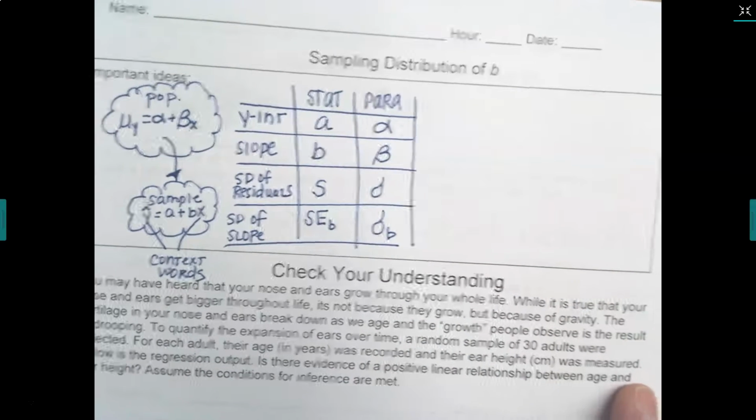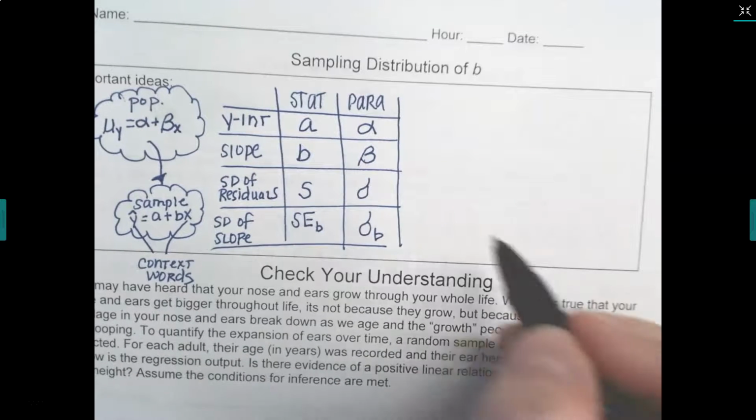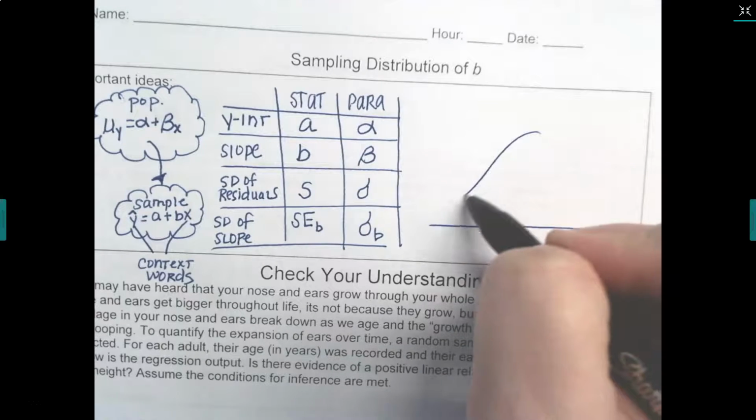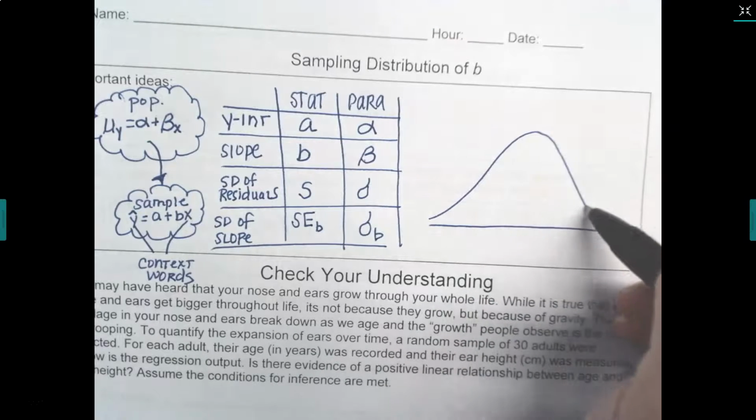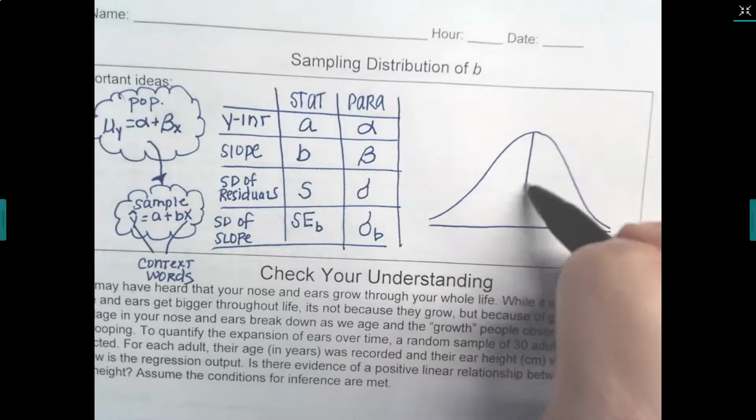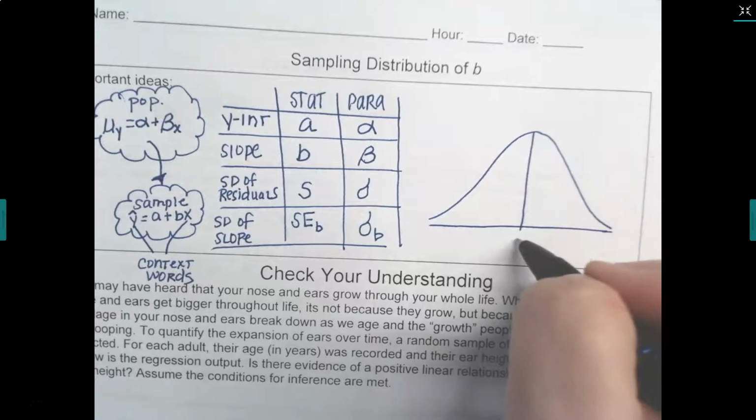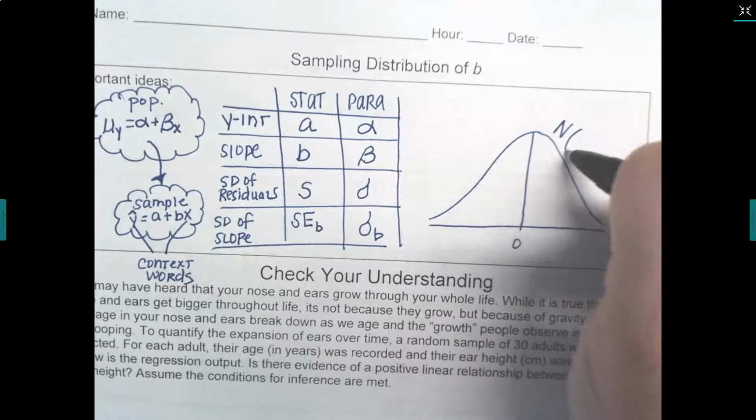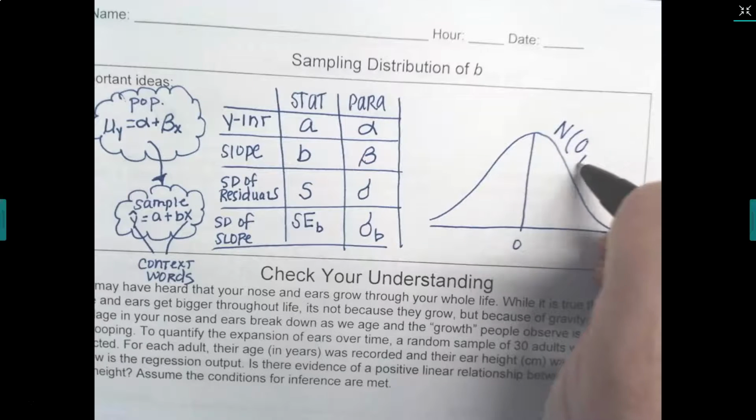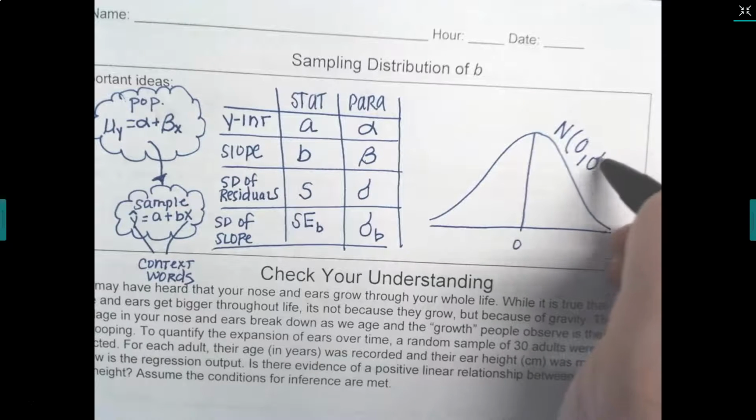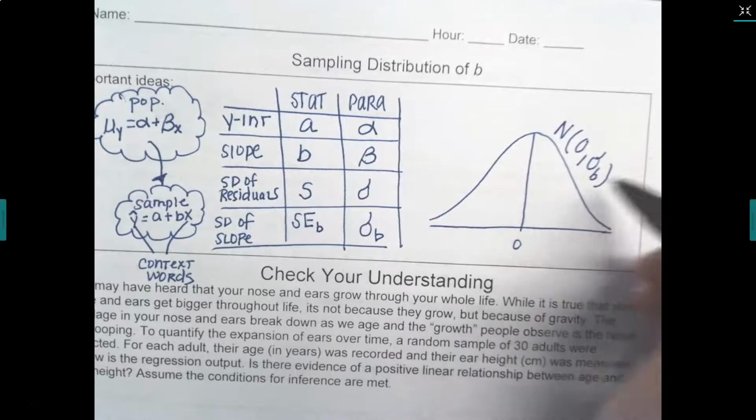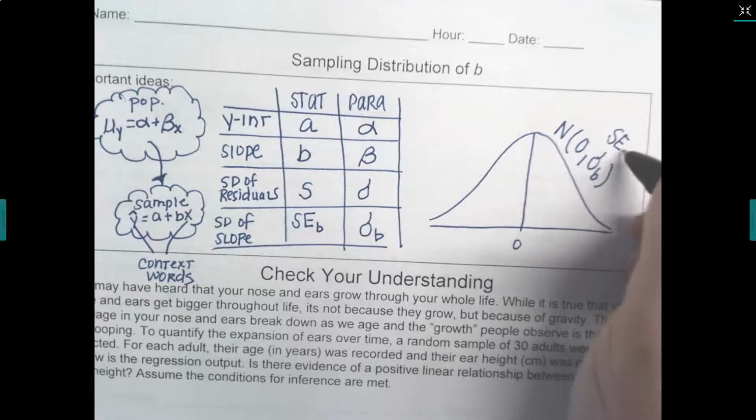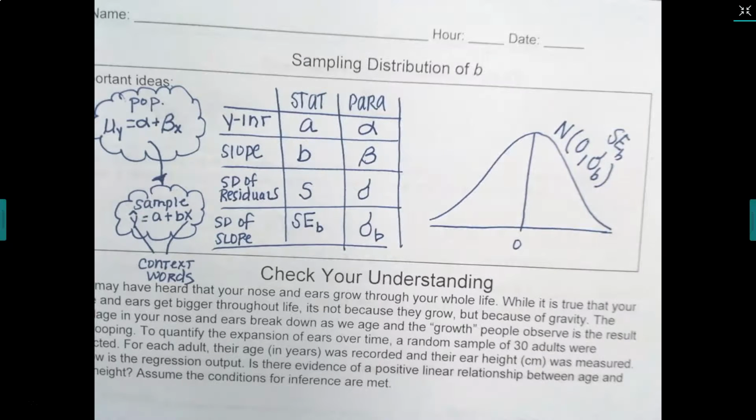Okay. And then the last part is you're going to have to draw some curves for shading on some of these things when we're finding area. Okay, so we're going to be centered on 0. This is going to be a normal curve with a mean of 0, and the standard deviation of the slope is going to go here, and it's more than likely actually going to be the standard error of the slope.